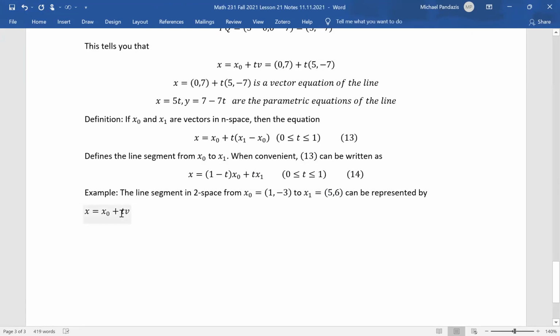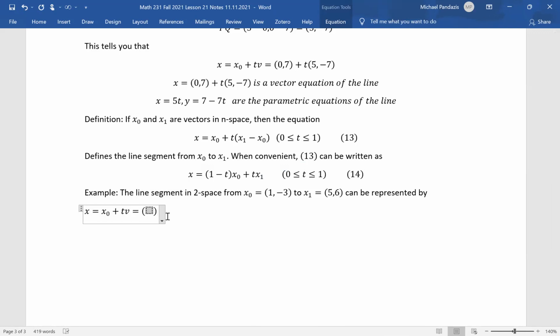If we're talking about a plane, it would be X naught plus T1 V1 plus T2 V2. If we were talking about a 3-dimensional object and we wanted to describe it as a vector equation, it'd be X naught plus T1 V1 plus T2 V2 plus T3 V3. So the number of these T's in the linear sum corresponds with the dimension of the space that you're representing using a vector equation or with parametric equations. So since a line is one dimension, you only need one coefficient in this expression.